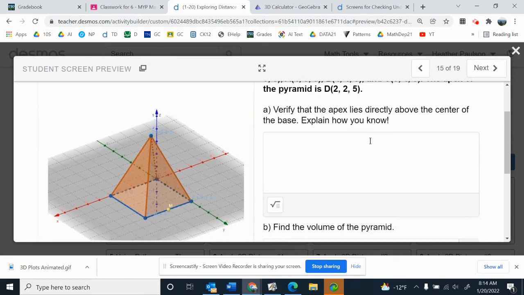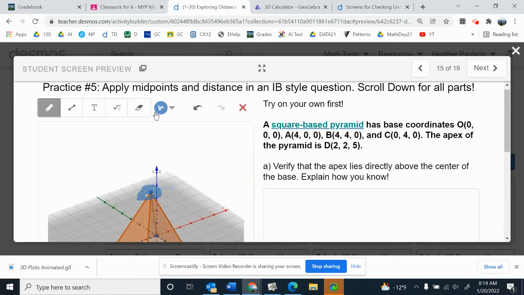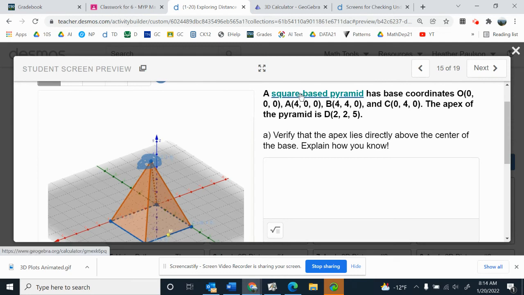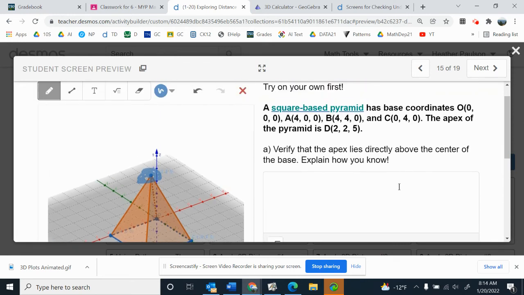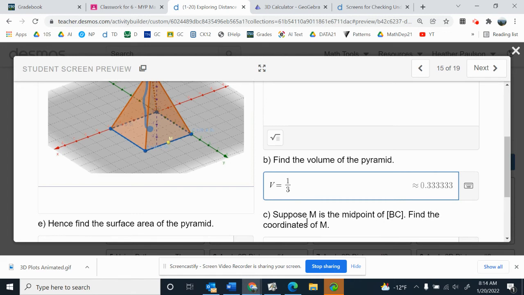In number 5, you are looking at this top point. We call that the apex of the square pyramid. And you can click on this link to see the full problem. You can determine whether this is directly above the center of our square base. And then you're going to find the volume. Remind you that the volume is equal to 1/3 area of your base times your height.